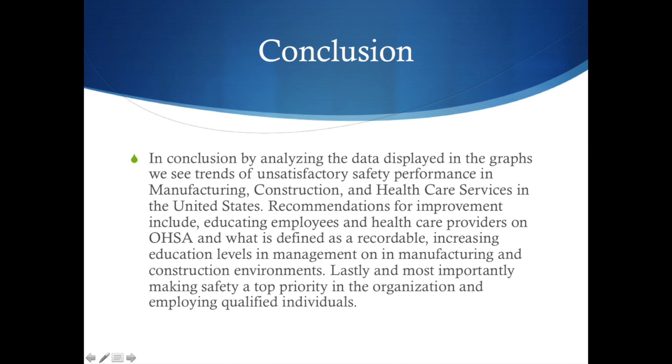So, in conclusion, by analyzing the data displayed in the graphs, we see trends of unsatisfactory safety performance in manufacturing, construction, and healthcare services in the United States. Recommendations for improvements include educating employees and healthcare providers on OSHA standards and what is technically defined as a recordable, increasing education levels in management in the manufacturing and construction environments, and lastly and most importantly, making safety a top priority in the organizations and employing qualified individuals.